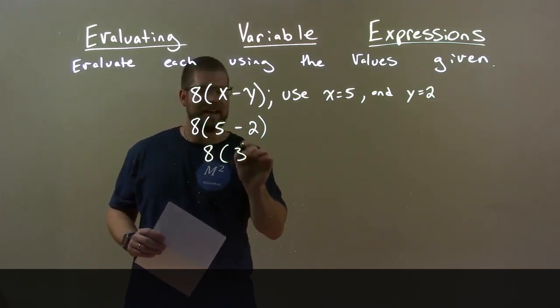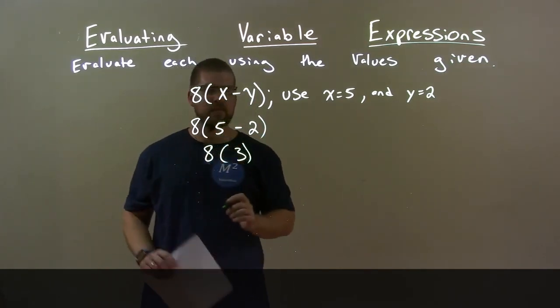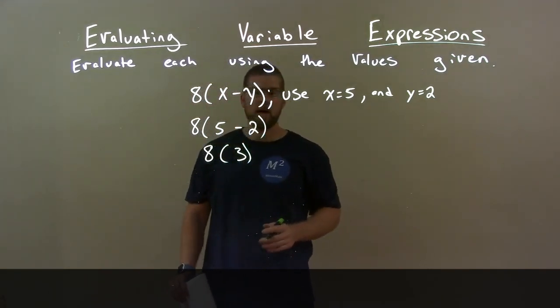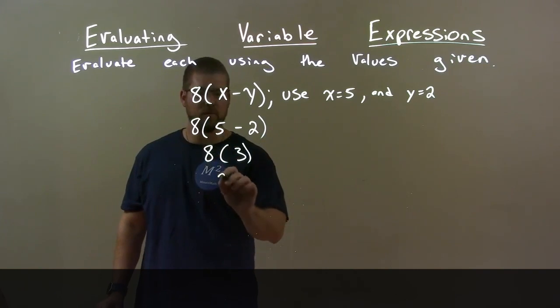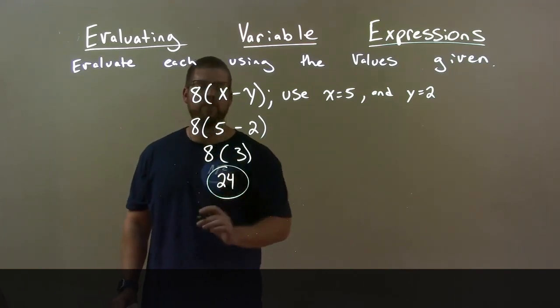So we have 8 and 3 right there, right? 8 times 3, 3 being what's in the parentheses. Multiplication happens with the parentheses. So 8 times 3 is 24. And our final answer now is 24.